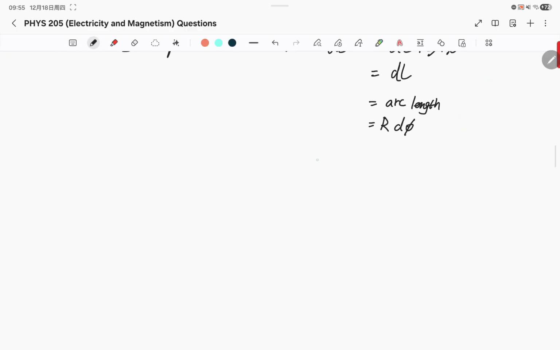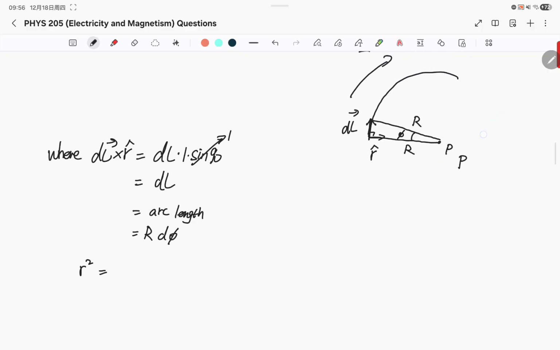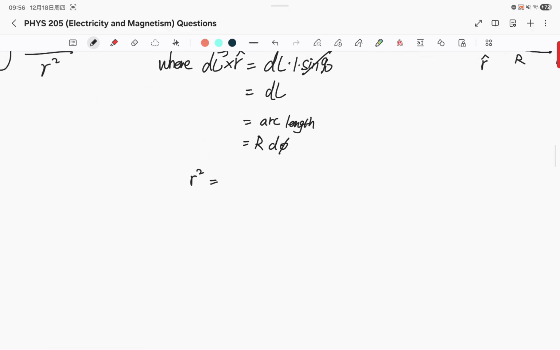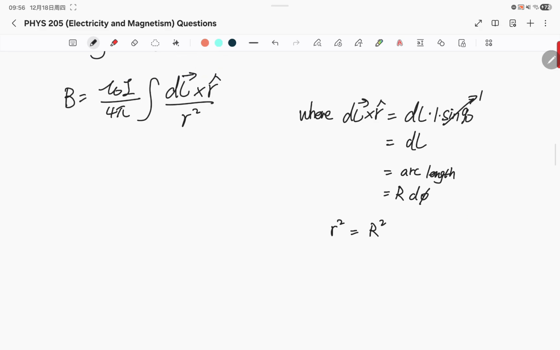And what is r hat? Sorry, r squared. What is r first of all? r is the distance from dl to P. So r squared is just basically the radius squared. So now we have everything we need for the integral.